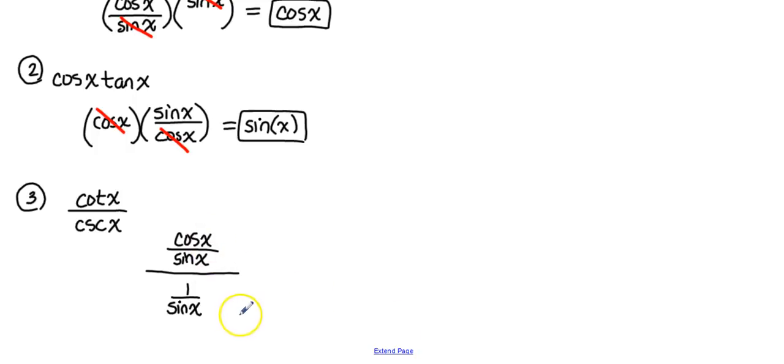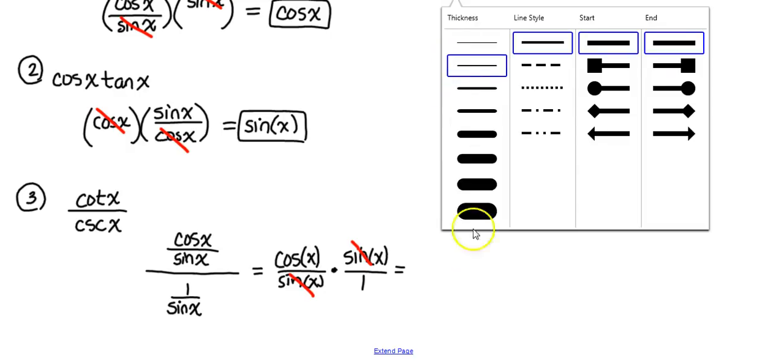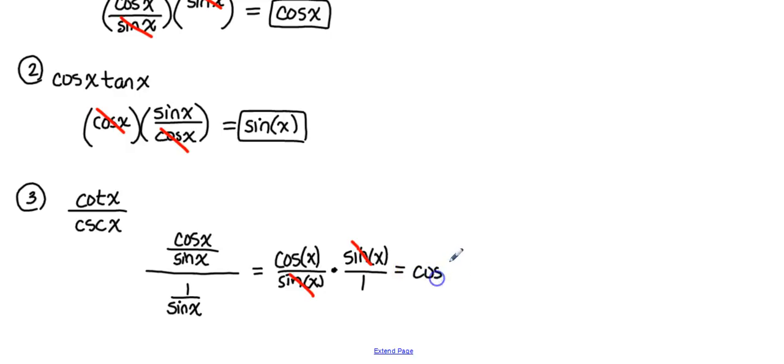When we are dividing fractions, we keep the first, so that's going to stay cosine of x divided by sine of x. Change division to multiplication and flip the denominator. So this will be now sine of x divided by 1. What can happen now? Well, now my sine of x's cancel, and the result is cosine of x.